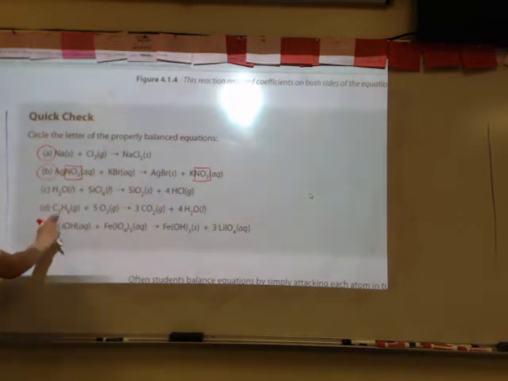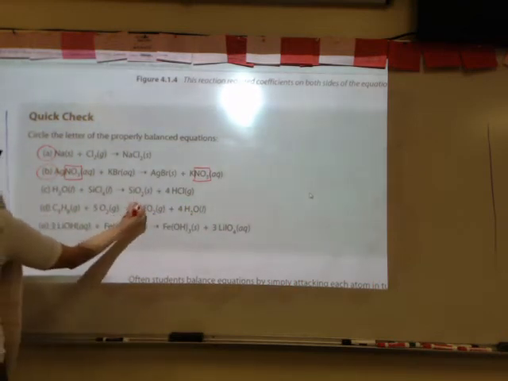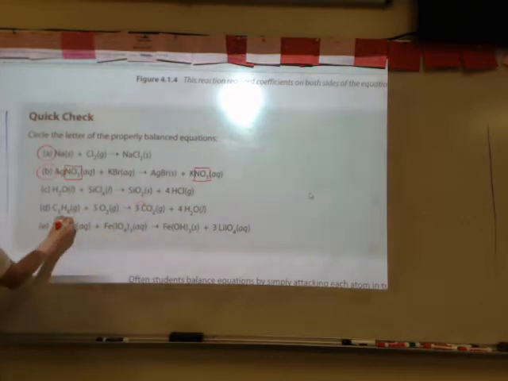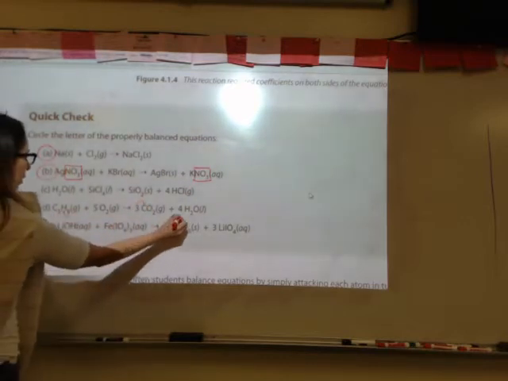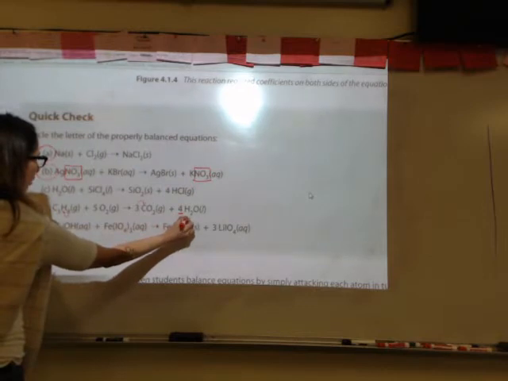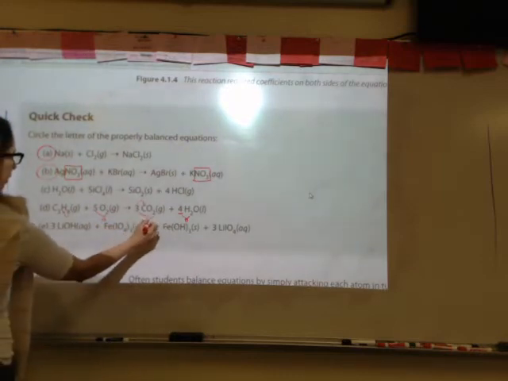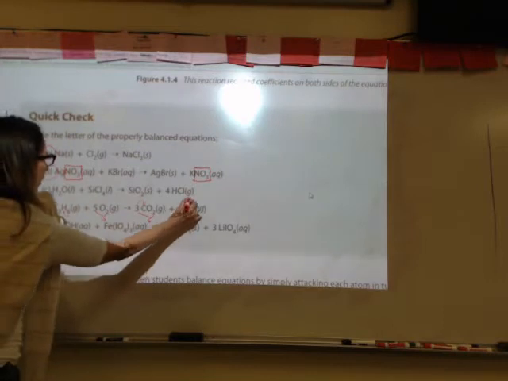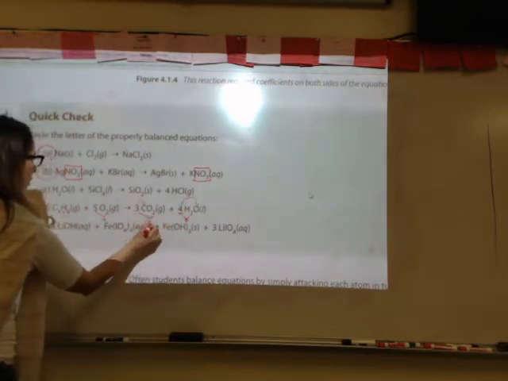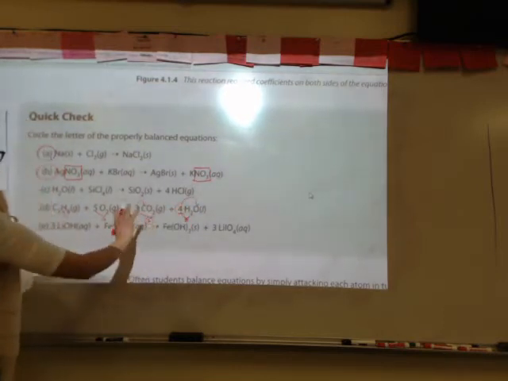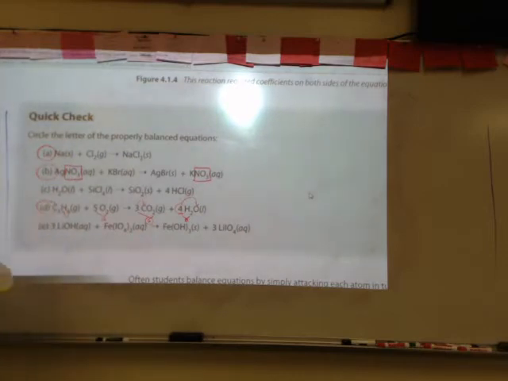For D, I have 3 carbons on the left, 3 carbons on the right, 8 hydrogens on the left. 4 times 2 gives me 8 hydrogens on the right. You have 10 oxygen on the left. You have 6 oxygen in this compound here, plus another 4. So 6 plus 4 oxygen give me 10. So this is balanced as well.